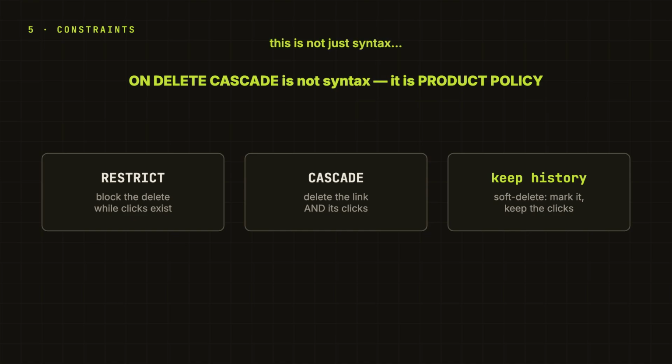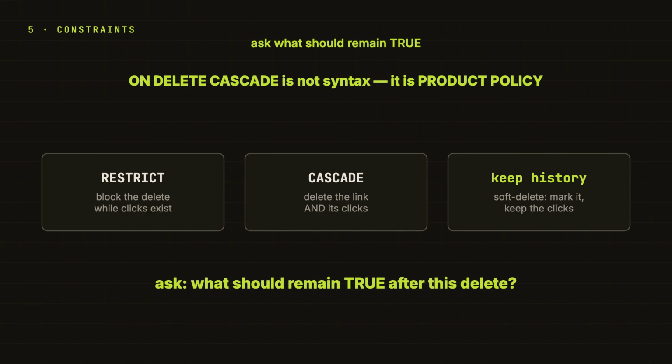This is why I don't like explaining ON DELETE CASCADE like it is just syntax. It is a product policy. In some applications, cascading is exactly right. In some others, it silently deletes the historical data you needed. So before choosing the SQL, ask what should remain true after this delete. That question matters more than the keyword.